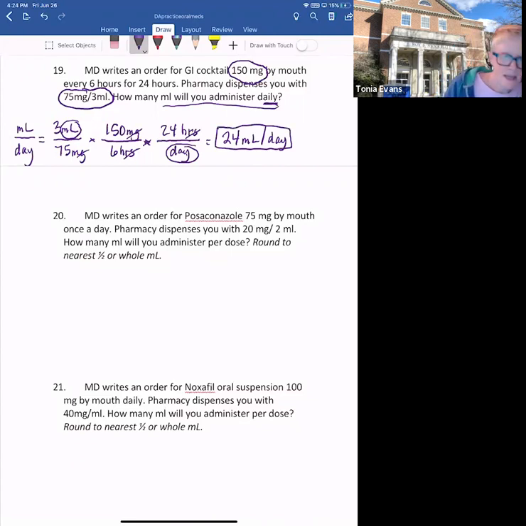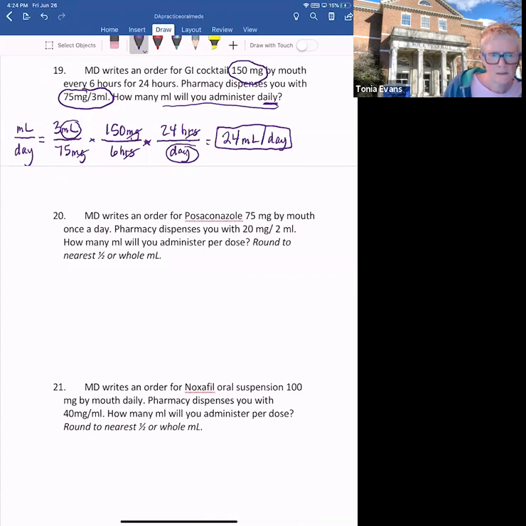Now, if you do a question like this and you look at it and you're like, I don't know if that's right or not, I think it's right, but I'm not really sure, you can double check yourself in other ways. If you figure out, okay, I've got 150 milligrams every 6 hours, that means I'm going to have 4 doses in a day, right?